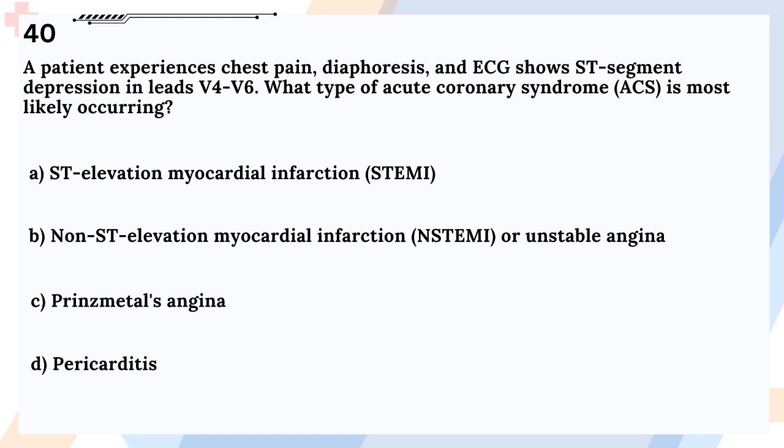Question 40. A patient experiences chest pain, diaphoresis, and ECG shows ST segment depression in leads V4-V6. What type of acute coronary syndrome, ACS, is most likely occurring? A. ST elevation myocardial infarction, STEMI. B. Non-ST elevation myocardial infarction, NSTEMI, or unstable angina. C. Prinzmetal's angina. D. Pericarditis.